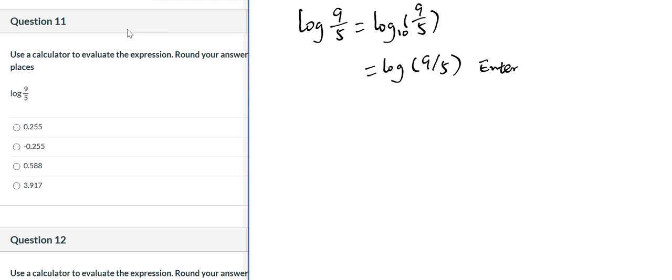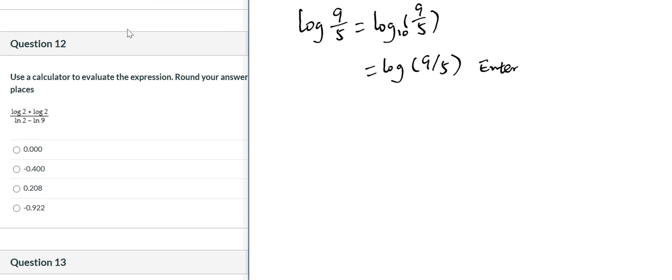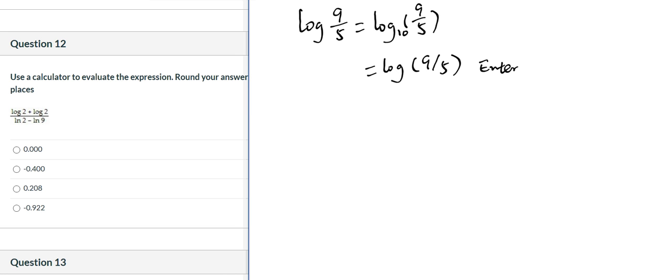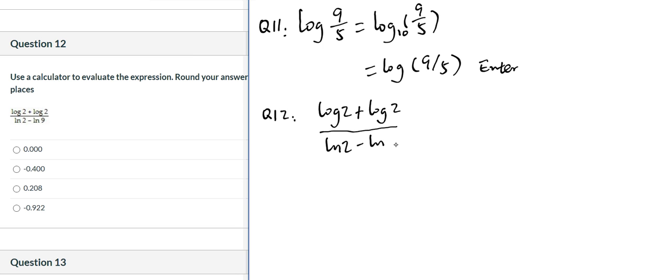Let's see the second one. The second one here is also using the calculator. Here comes question 12. You want to understand log 2 plus log 2 over log 2 minus natural log 9.